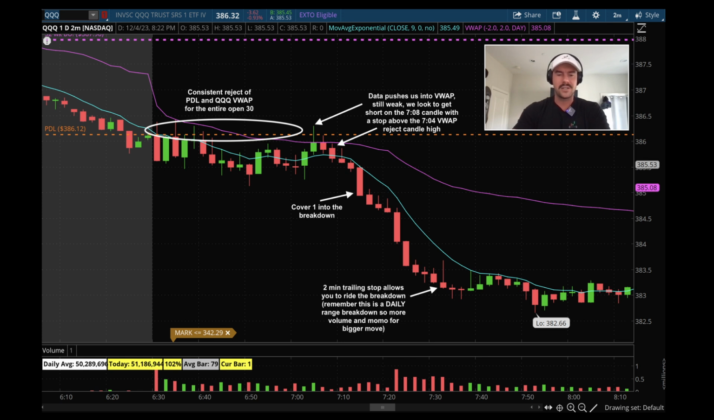Ignore the teal line, that's just a moving average, a momentum indicator that I sometimes have up. That's my only other indicator, but don't worry about that. The purple line is VWAP. So we're consistently rejecting prior day low, and we're consistently staying under VWAP, and we can't really close above it or even get that close to it at all. I'm gathering this information and data in the first 20 minutes, like I said.